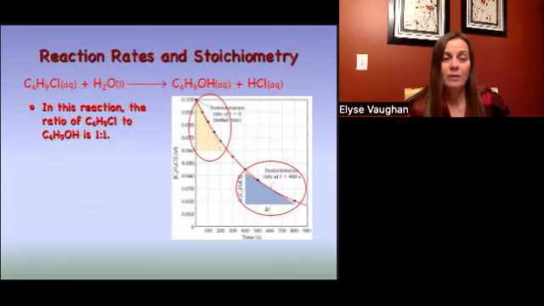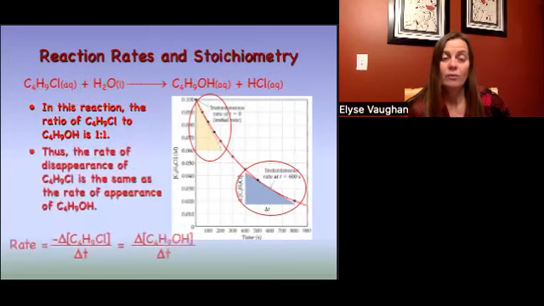So where does stoichiometry come in here? In this reaction, our ratio of butyl chloride to butanol is 1:1. So the rate of disappearance of butyl chloride is the same as the rate of appearance of the butanol.